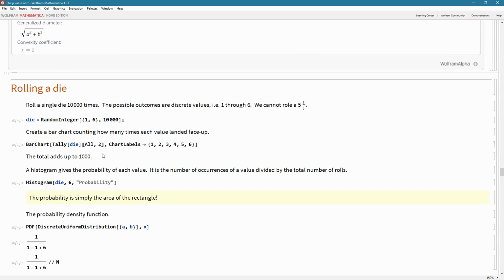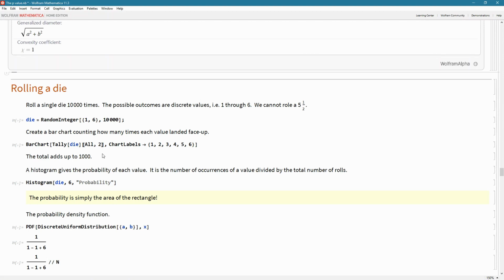So it has sides with values 1 to 6. I think most people know a die. These are discrete values though. Discrete meaning I can only roll a 1, a 2, a 3, and a 4. I can't roll a 5.5 with a single die. That doesn't exist. So these are discrete values. And I'm going to take that die and I'm going to roll it 1,000 times.